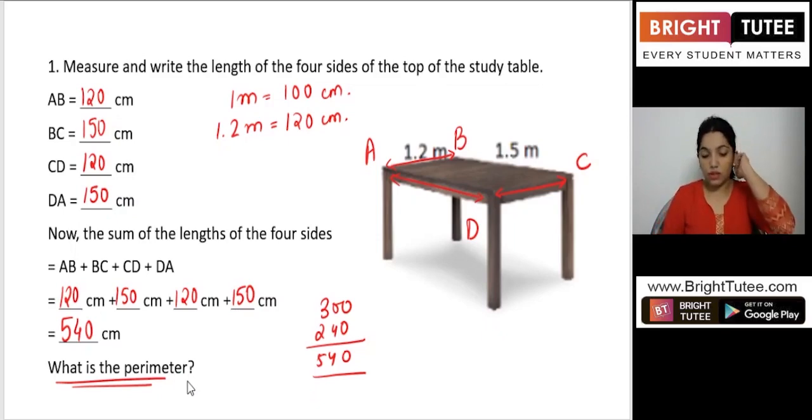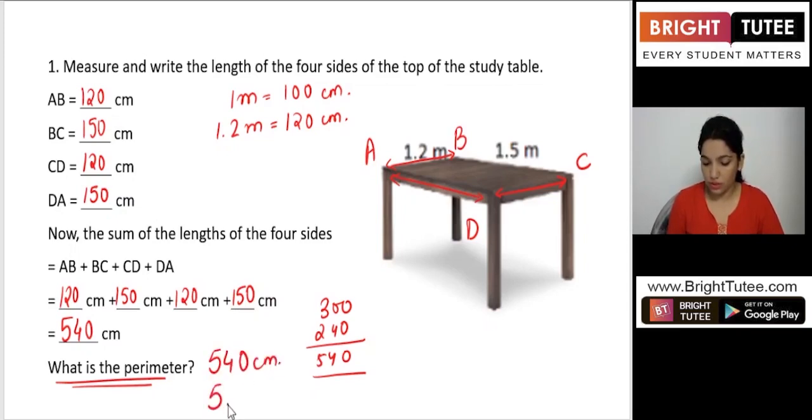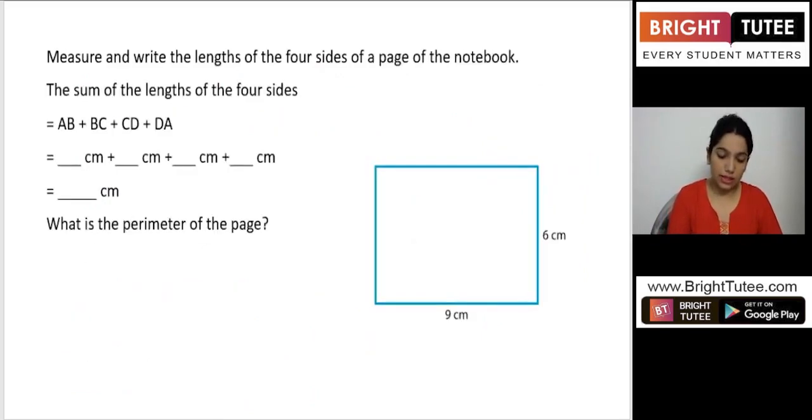So if we want, we can also convert this into meters. So it will be 5.40 meters. Clear? Now, if someone asks you what is the perimeter of this particular study table, the answer will be 540 centimeters, or it's your wish, you can say 5.40 meters or 5.4 meters. Either way it's correct. Okay. Now let us see another example.